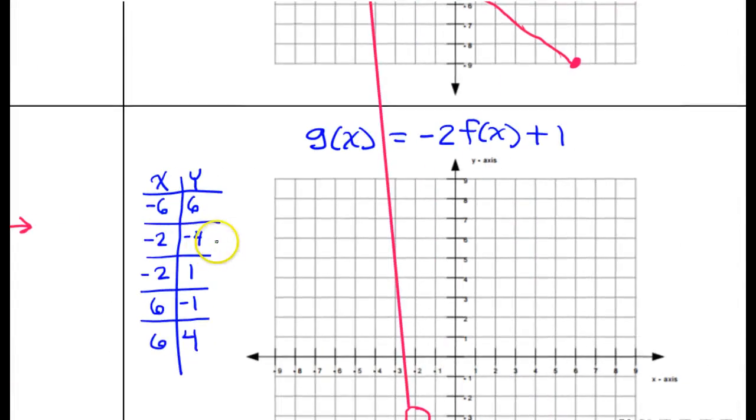Okay, so I have these transformations. Well, technically it's 3. I have a reflection over the x-axis, a vertical stretch by a factor of 2, and a shift up 1. All 3 of these transformations only affect the y value. So basically we are going to have to make a new y column. We will not need a new x column. Nothing is happening horizontally.